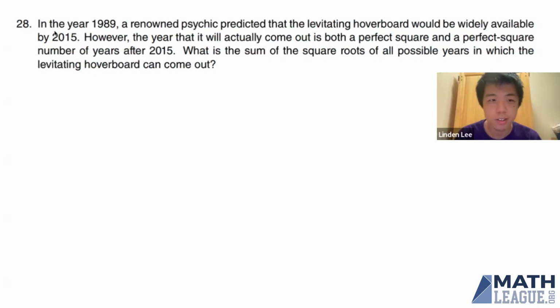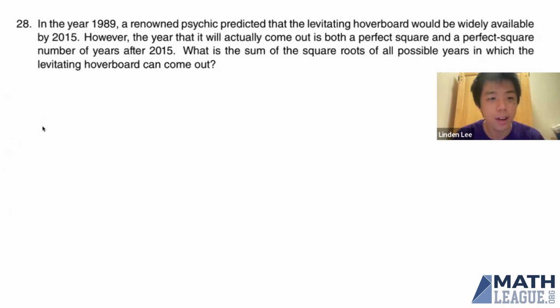This problem reads, in the year 1989, a renowned psychic predicted that the levitating hoverboard would be widely available by the year 2015. However, the year that it will actually come out is both a perfect square and a perfect square number of years after 2015. What is the sum of the square roots of all possible years in which the levitating hoverboard can come out?